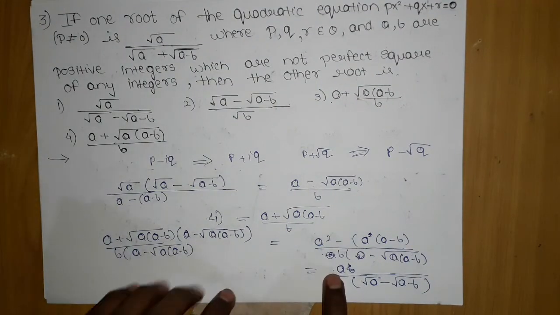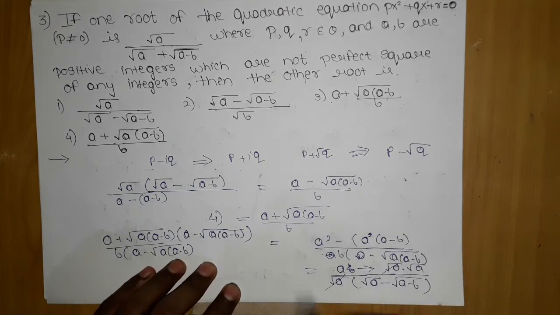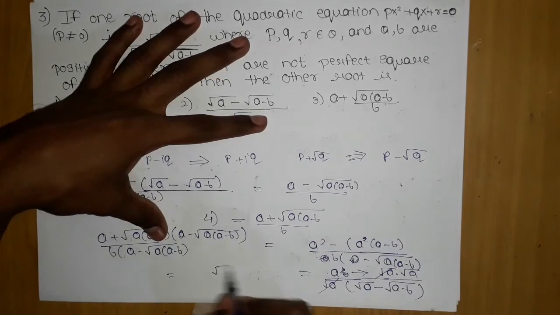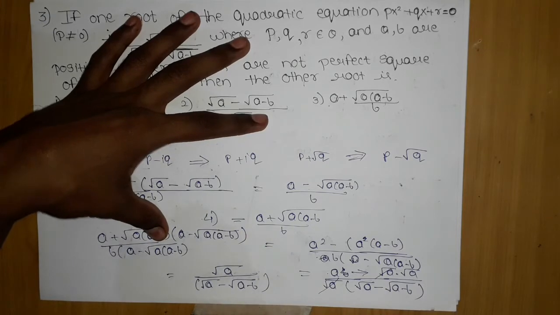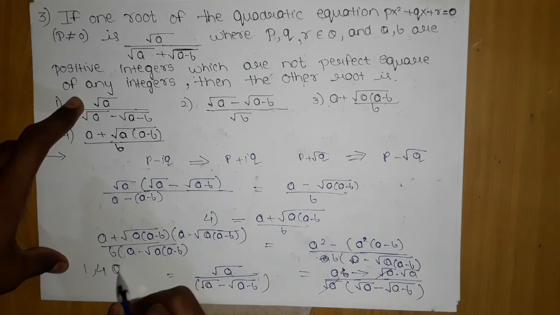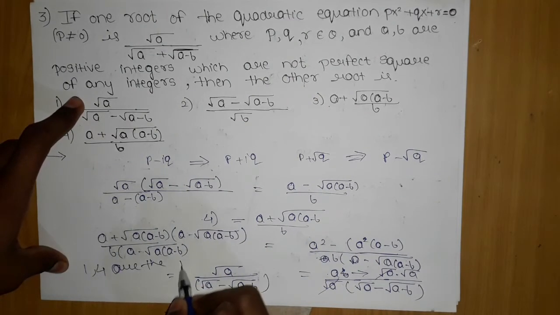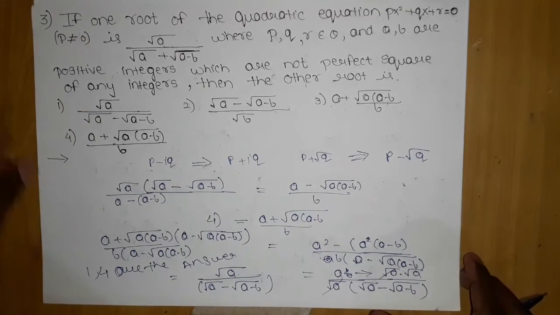Now how is this formed? This can be written as under root a into under root a. Now if I cut these two, my answer will be under root a upon under root a minus under root a minus b. So is there any option for this? Yes, there is an option. So the first and fourth are the answer. I'm not writing it here because I don't have space.